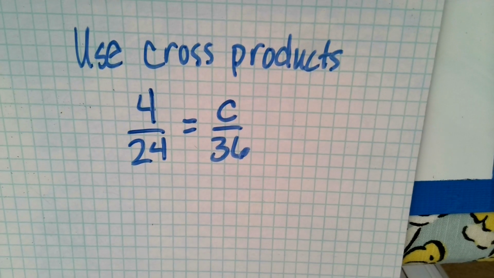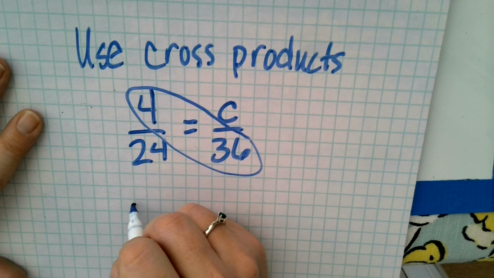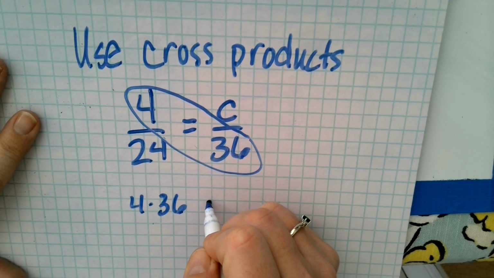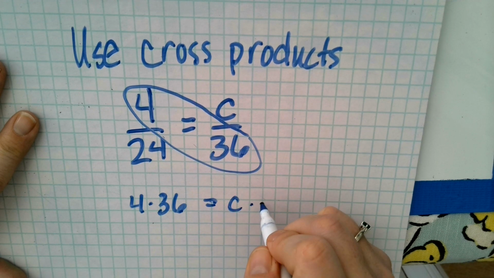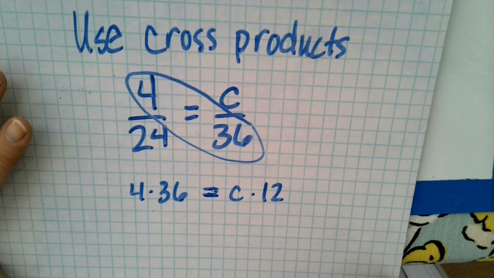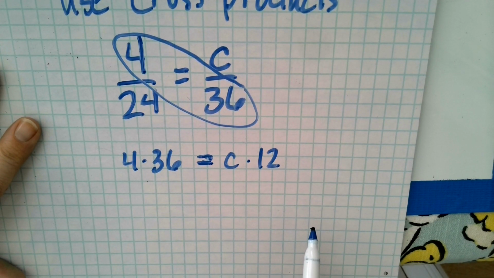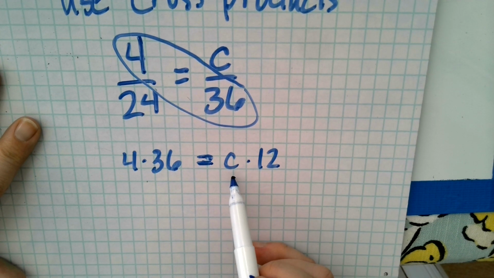Now we're going to solve a proportion using cross products. So we would say 4 times 36 equals C times 12, or 12C. Now I'm going to teach you a quick way that you can actually factor this just a tiny bit to figure out what C is, okay?